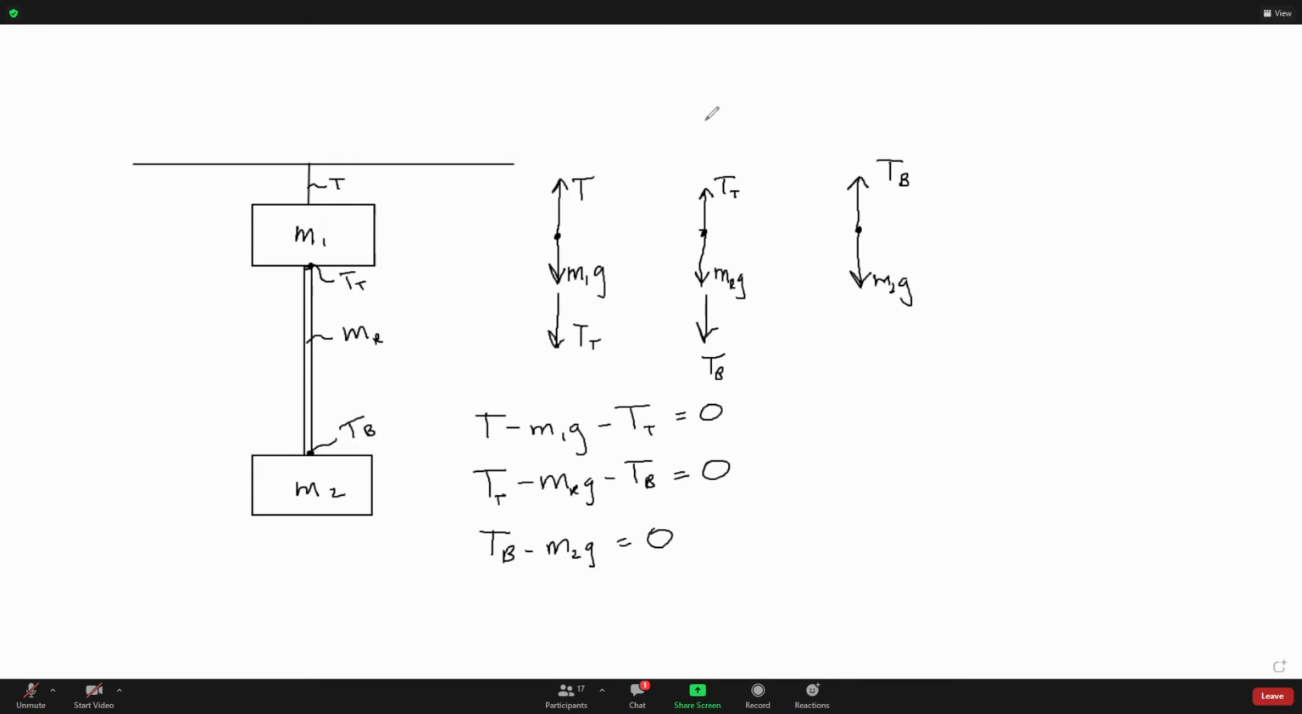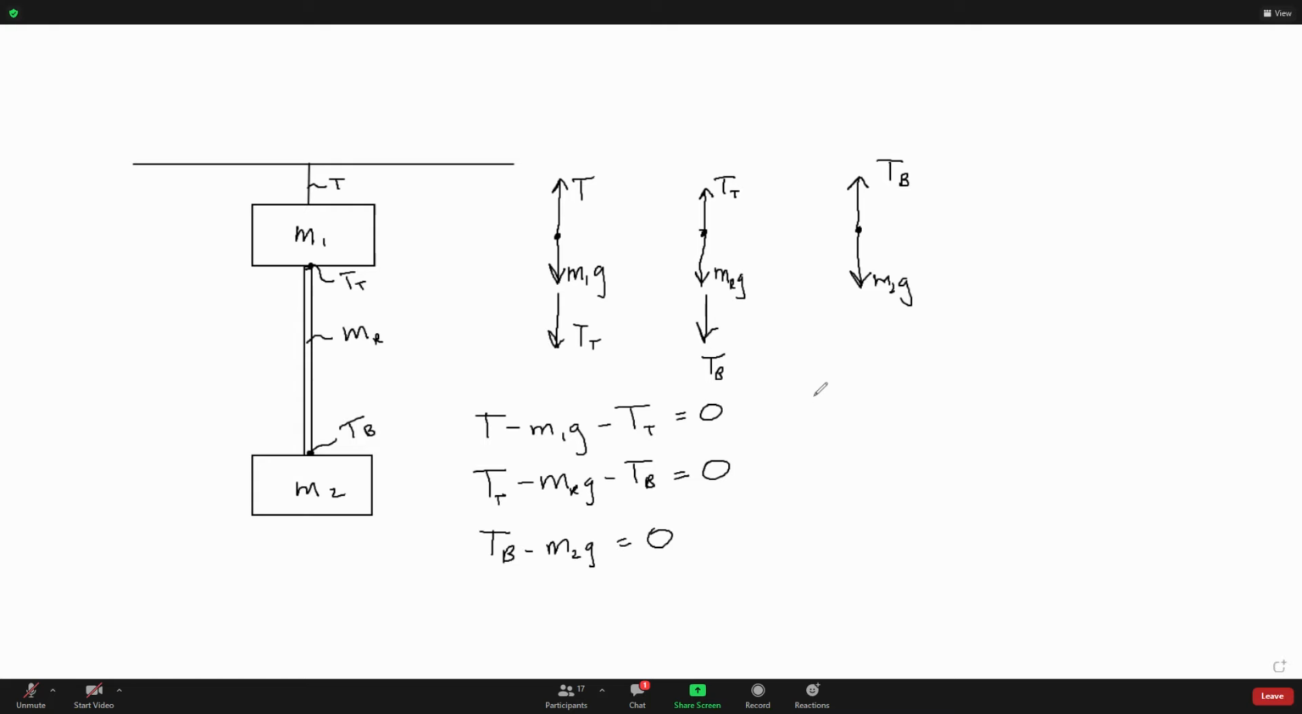Okay, so how do we solve these? Well, I would start at the bottom. Well, first of all, let's make sure we have as many unknowns as we have equations. T is unknown. T at the top is unknown. And T at the bottom is unknown. So I have 3 equations and 3 unknowns. And I'm going to solve them by beginning with the bottom equation.